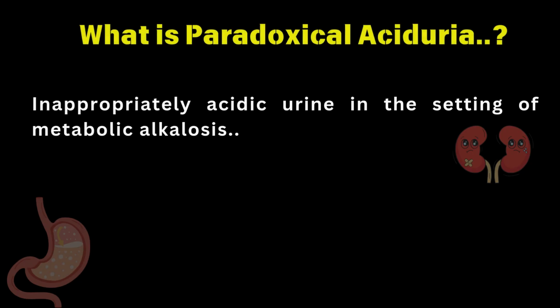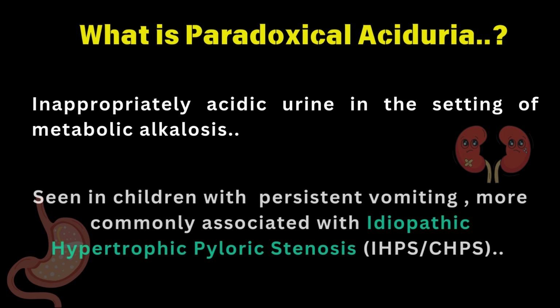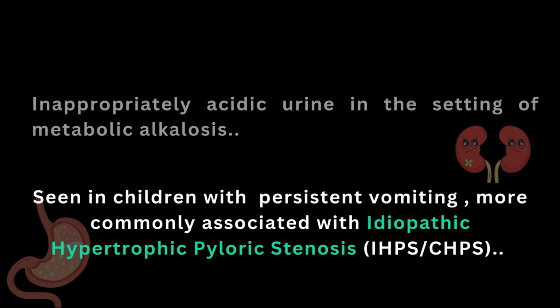Paradoxical aciduria is a condition wherein the urine is inappropriately acidic in the setting of systemic metabolic alkalosis. This is seen in conditions associated with persistent vomiting, more commonly associated with idiopathic hypertrophic pyloric stenosis, also called congenital hypertrophic pyloric stenosis, which is seen in infants.